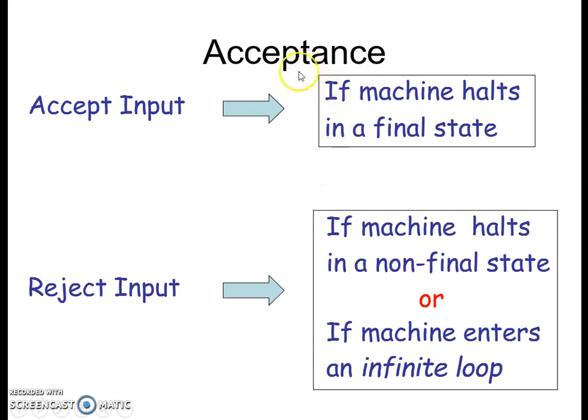Acceptance. The input is accepted if the machine halts in a final state. Please remember, our input is accepted if the machine halts in a final state. Our input is rejected if the machine halts in a non-final state, or we can say that the machine enters an infinite loop. So the machine will never come out or never accept the input. It will go on in an infinite loop.